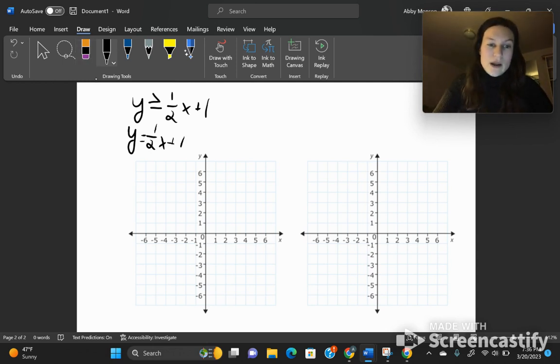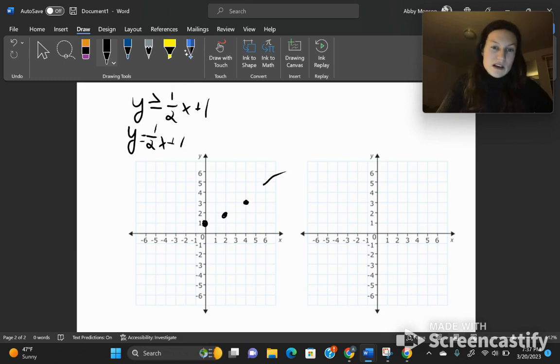So you'd go to your y-intercept. Remember, the y-intercept is right over here. It does not have an x with it. And we go to 1 and plot the point. Now the slope is saying up 1 over 2. So up 1 over 2, up 1 over 2, and so on and so forth.